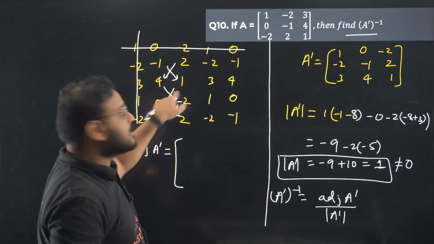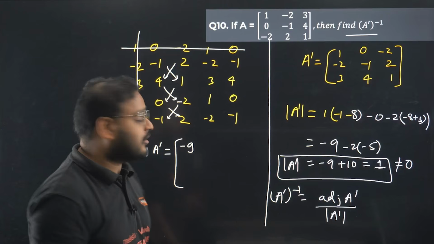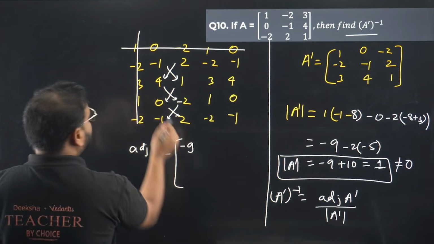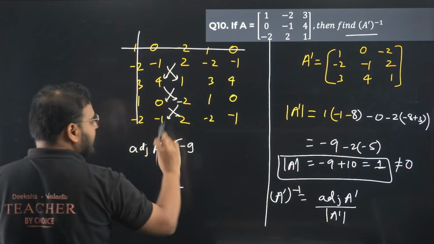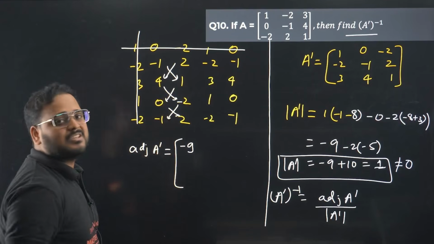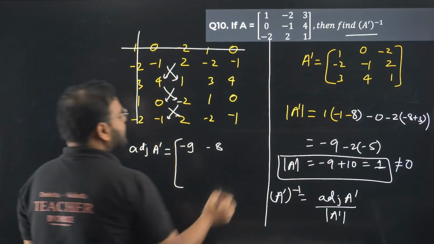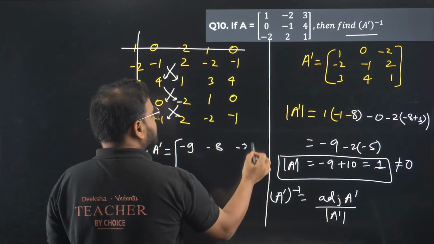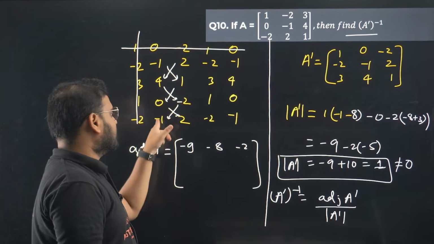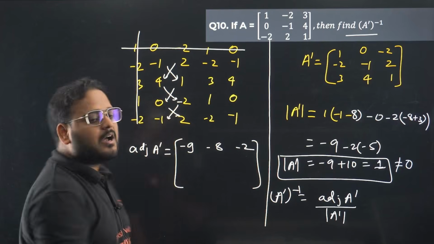Minus 1 into 1 is minus 1, 4 into 2 is 8. Answer becomes minus 9. That's my first element of the adjoint of the matrix A dash, not the cofactor. Simply directly I'm getting the adjoint. Next, go in the column over here, the vertical, and write in the row. 4 into minus 2 is how much? Minus 8. 0 into 1 is 0. So I get the answer here as minus 8. 0 into 2 is 0. Minus 2 into minus 1 is simply 2. Subtraction will make minus 2. This is my first row of the adjoint of A dash.